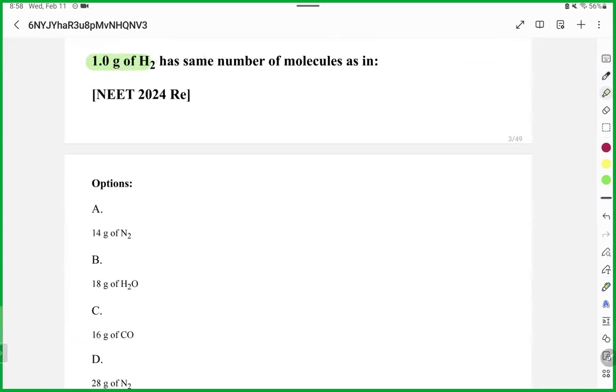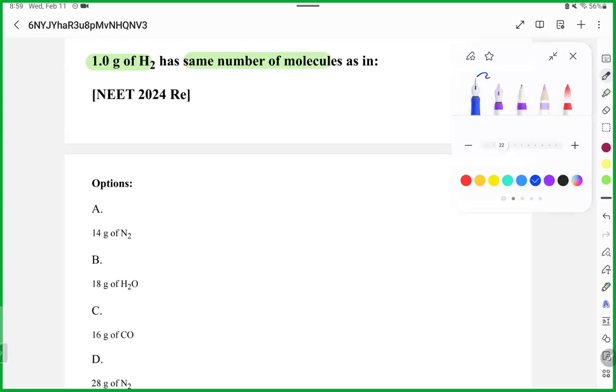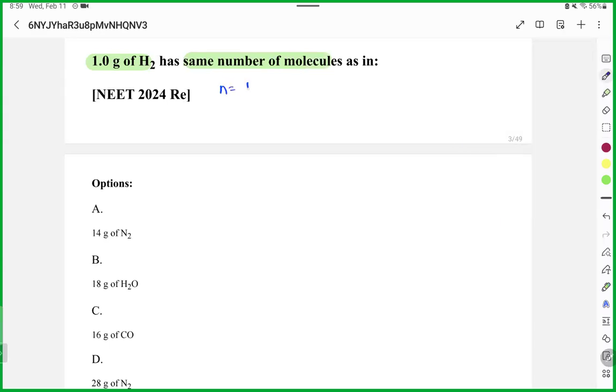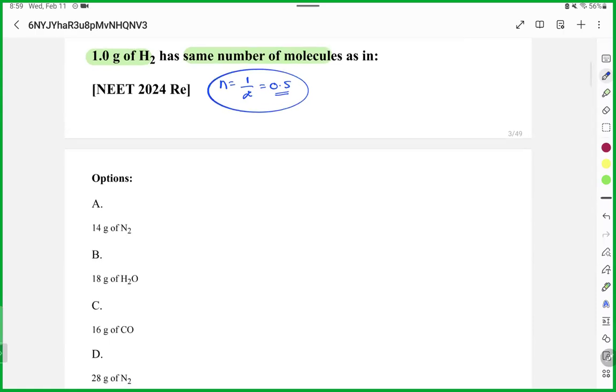1 gram of H2 has the same number of molecules as in. What is the number of moles in 1 gram of H2? Any doubt? Tell me what is your answer and why, Anvita. Can you repeat the answer of this question? What is visible on the screen?